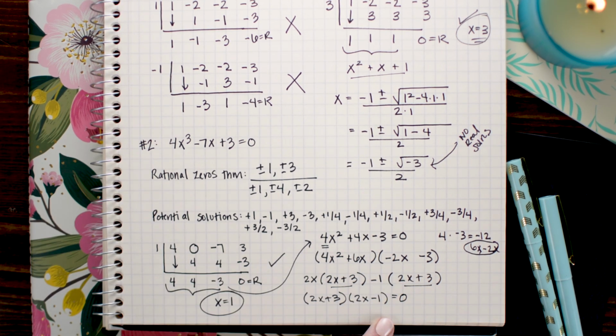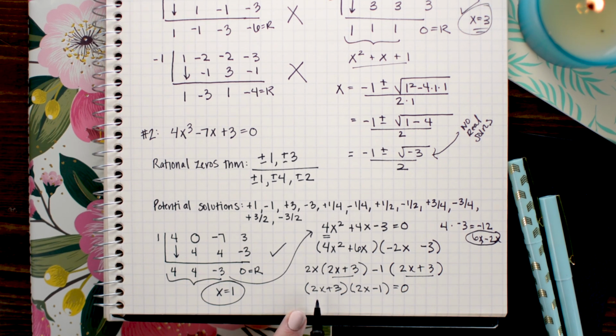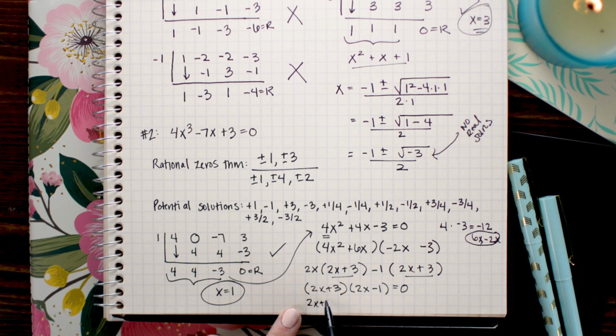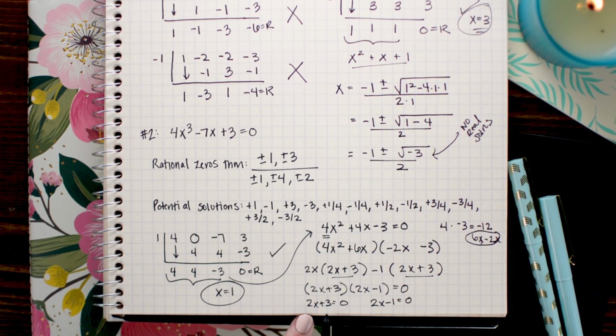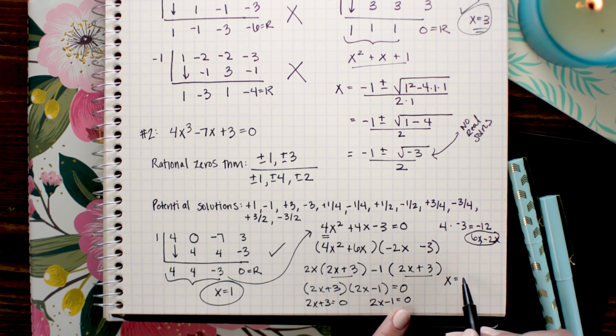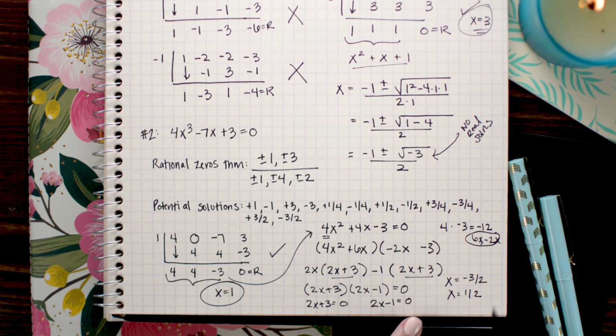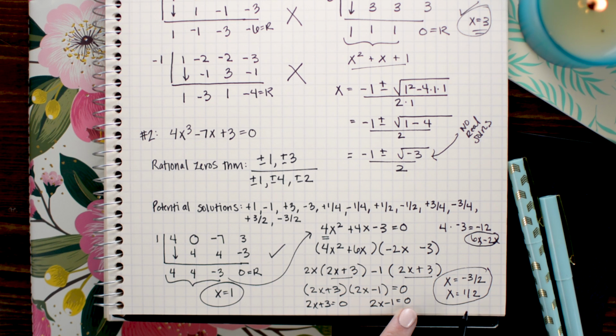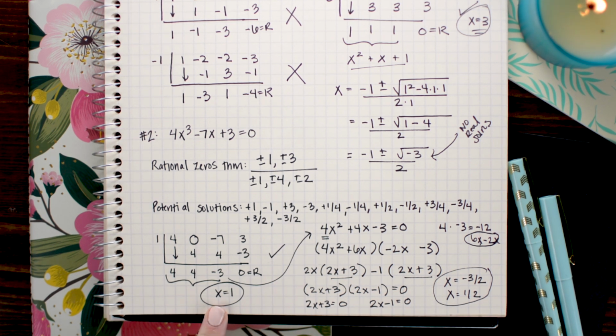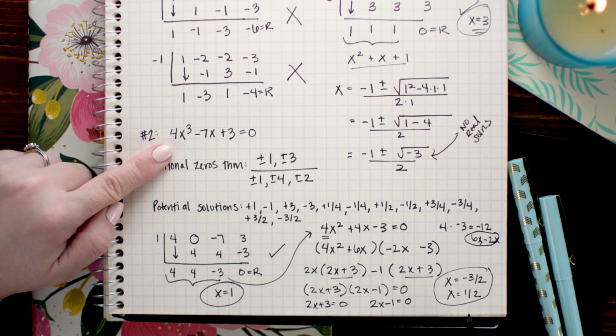Again, this is equal to 0. And remember that when we have two things multiplied together set equal to 0, I can go ahead and say 2x plus 3 then equals 0, or 2x minus 1 equals 0. Solving each of these equations, I get x equals negative 3/2 because I'm going to subtract 3 and then divide by 2. And here I'll add 1 and divide by 2 to get x equals 1/2. So those are the other two solutions to my polynomial. So my solutions are x equals 1, x equals negative 3/2, and x equals 1/2. So those are the three locations where my polynomial will cross the x-axis.